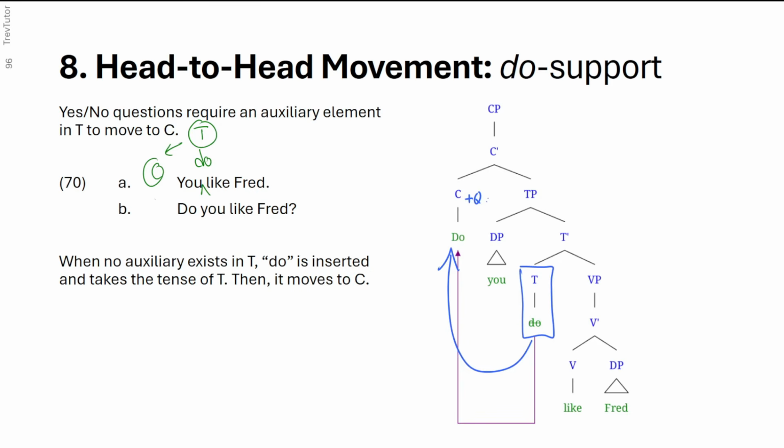This is going to be the same thing with negation phrases. So you do not eat. You have to include do in those sentences as well when you have not right before the verb.